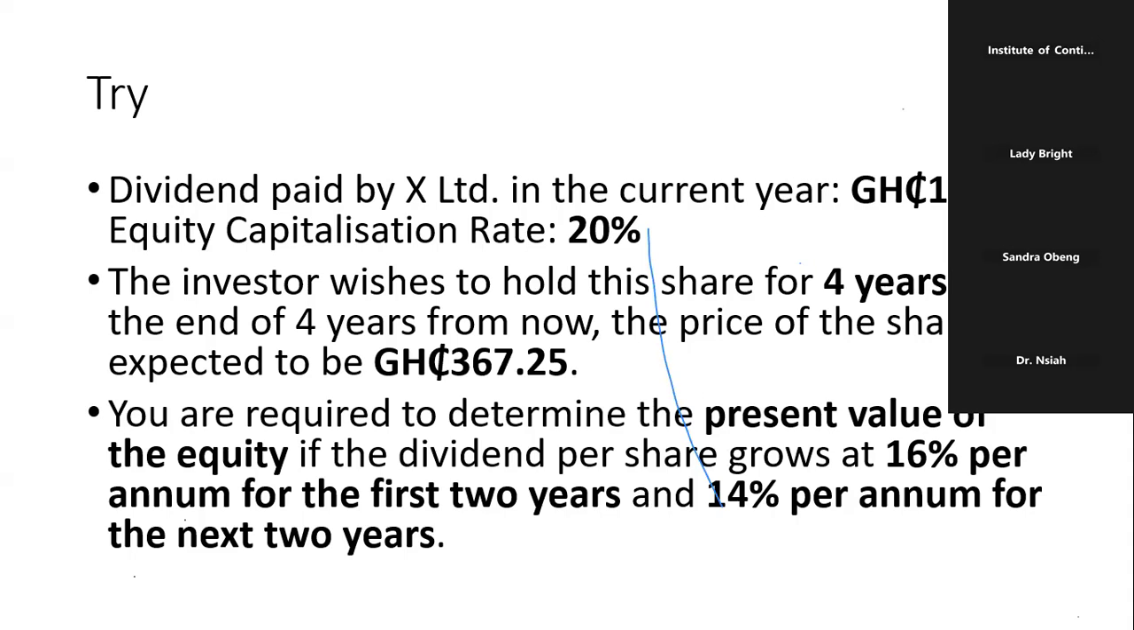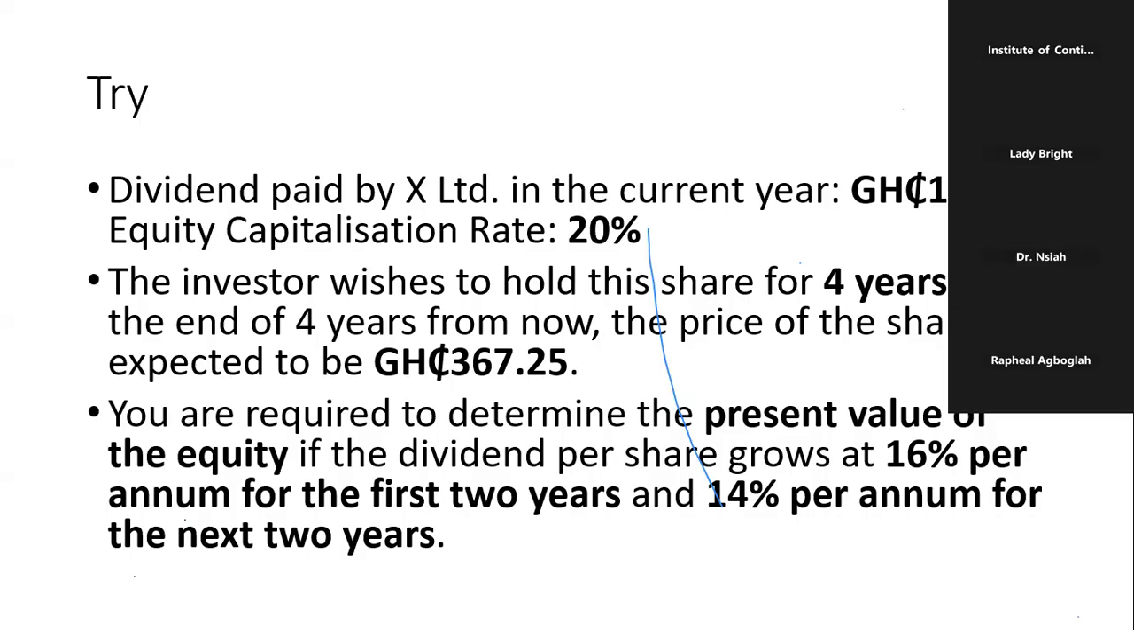Dividend paid by X Limited in the current year is 15 Ghana cedis. Equity capitalization is 20%. Equity capitalization is just like the discount rate or the required rate of return.